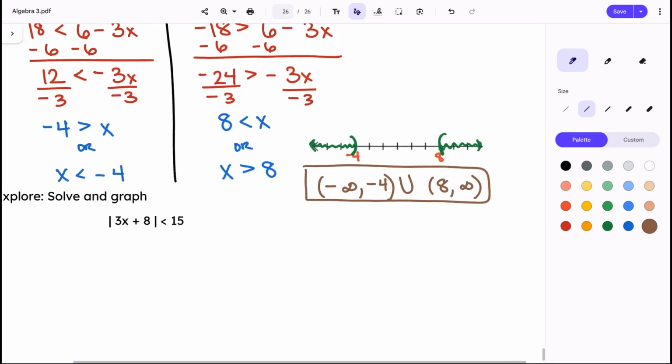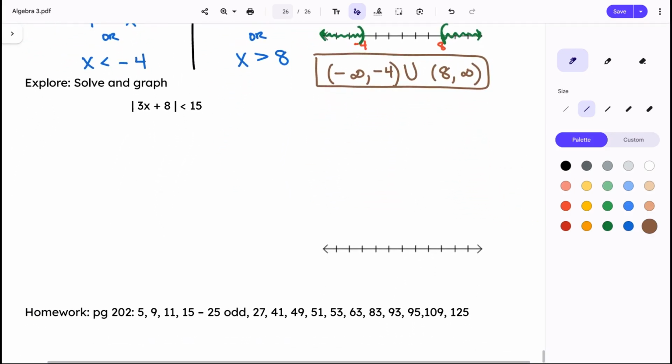Okay, last one. I'll get us started here. We're going to bring everything down as is. I'm going to subtract 8, so 3x is less than 7. Divide by 3. I'm going to leave it as a fraction, 7/3. X is less than that. What should I write for the second equation?